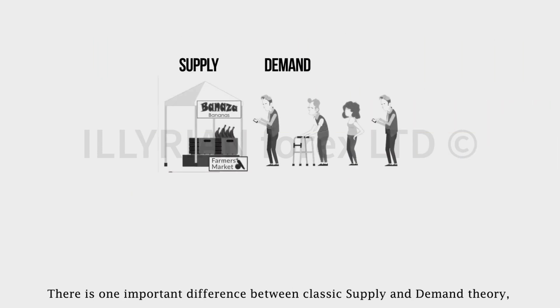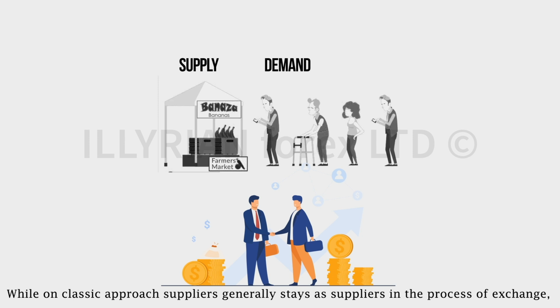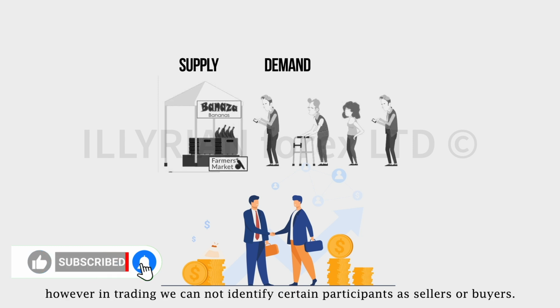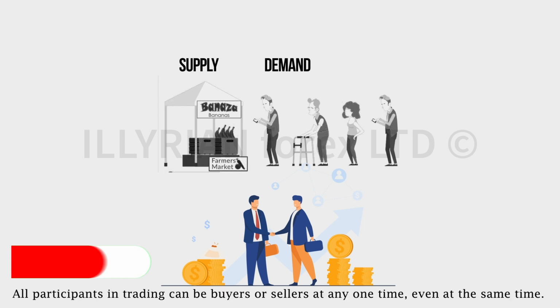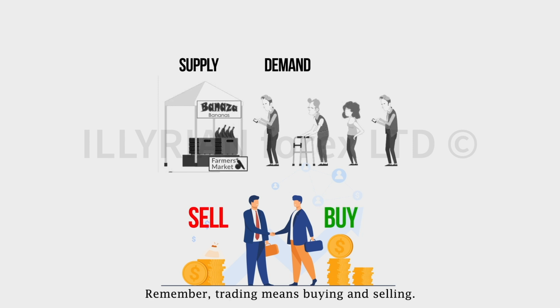There is one important difference between classic supply and demand theory and supply and demand that applies to traders. While in the classic approach suppliers generally stay as suppliers in the process of exchange, in trading we cannot identify certain participants as sellers or buyers. All participants in trading can be buyers or sellers at any one time, even at the same time. Remember, trading means buying and selling. Buyers don't turn into sellers and vice versa. They already are both. When applying supply and demand in trading, keep this in mind.